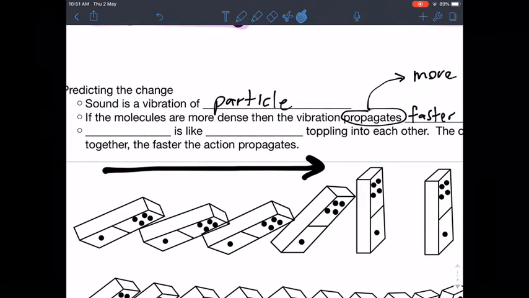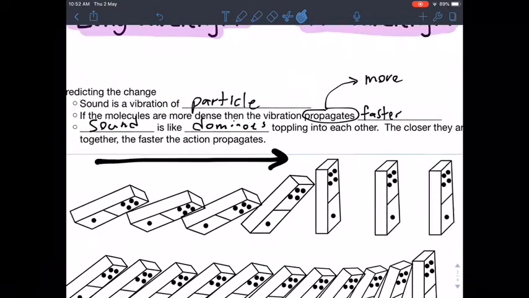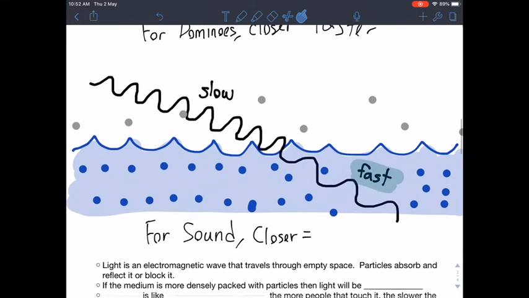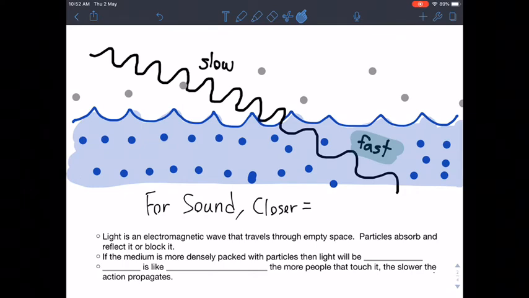To give you a comparison, we would say that sound is like dominoes, because the particles are running into each other. And so if you think about this picture, if you have dominoes that are really close together like you do on the bottom, they're going to go faster, whereas dominoes that are more widely spaced are going to go slower. Okay, so if you remember, sound is kind of like dominoes. You just have to think about, is the medium more dense, more closely packed, or is the medium less dense and spread farther apart?